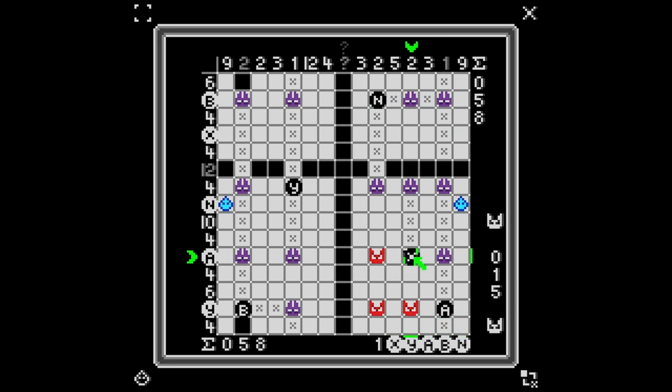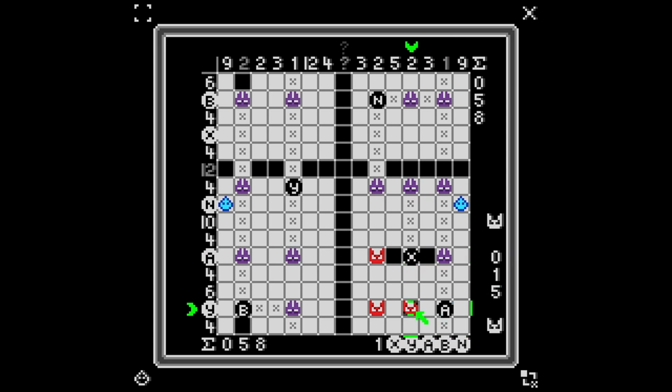Now, X is currently 1. Could it possibly be 3? Well, no, because then nothing can hit this bunny. And it can't be 2 because Y is 2 already. That means X has to be 1. So we need walls here and here.